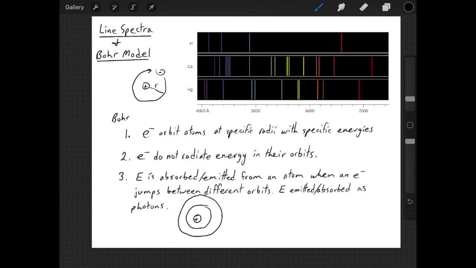So imagine we have a hydrogen atom with the positive nucleus and an electron in an orbit around it. If that jumps from a smaller, closer radius to an orbit with a much larger radius, then the electron gained energy. It went from a lower energy system to a higher energy system. So the electron had to absorb energy. What Bohr said was that it could absorb that energy as a photon.